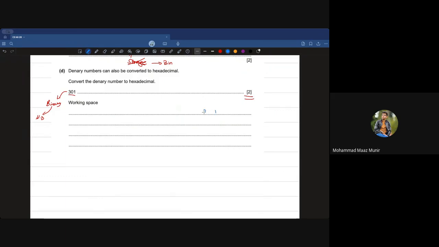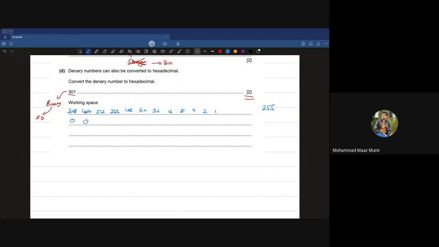I would write the values up here: 1, 2, 4, 8, 16, 32, 64, 128. Now you know that the maximum I could have for an 8-bit register is 255. But because it's 301, I need to go to a larger register. So this has to continue: 256, 512, 1024, and 2048. And now I have to fill it up here.